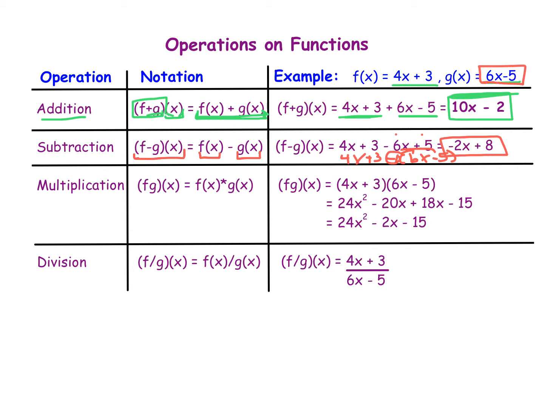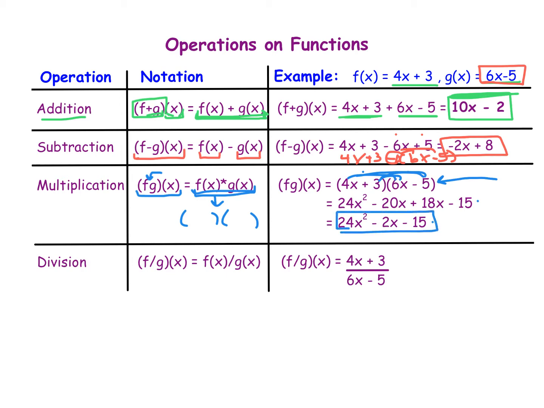Now multiplication notation, again, looks very similar. You'll notice that we have f times g of x, and here we're multiplying the two functions together. For this, I always suggest utilizing parentheses to start so that you don't miss any key multiplications. That's what I did here. I took f of x times g of x, and in this particular situation, I had to do big distribution. So I took everything in the first parenthesis times everything in the second parenthesis. You can see my work here to get my final answer.